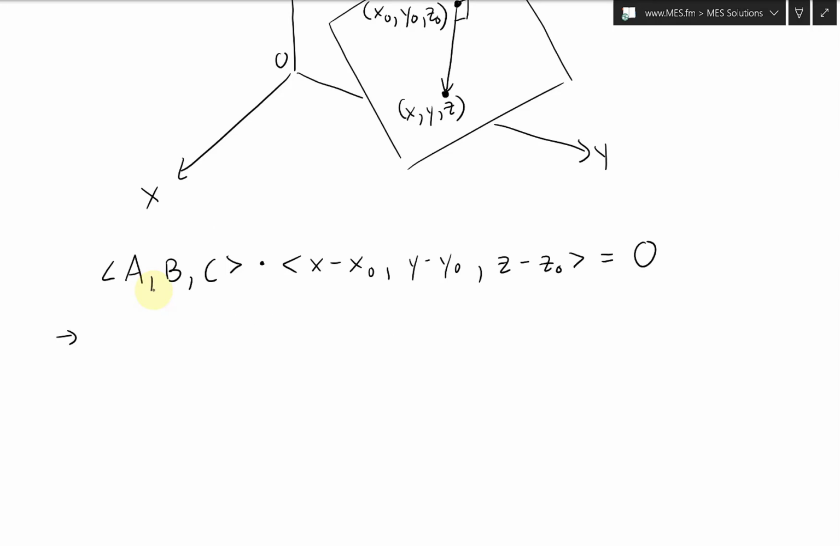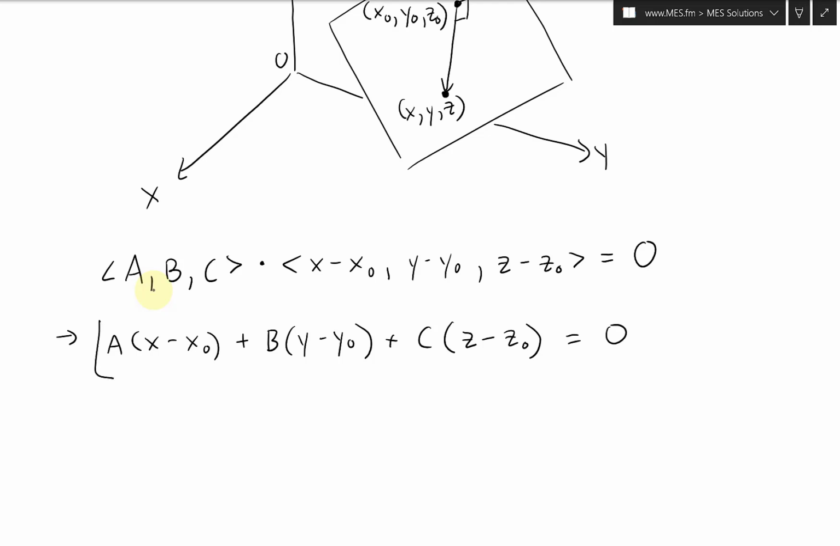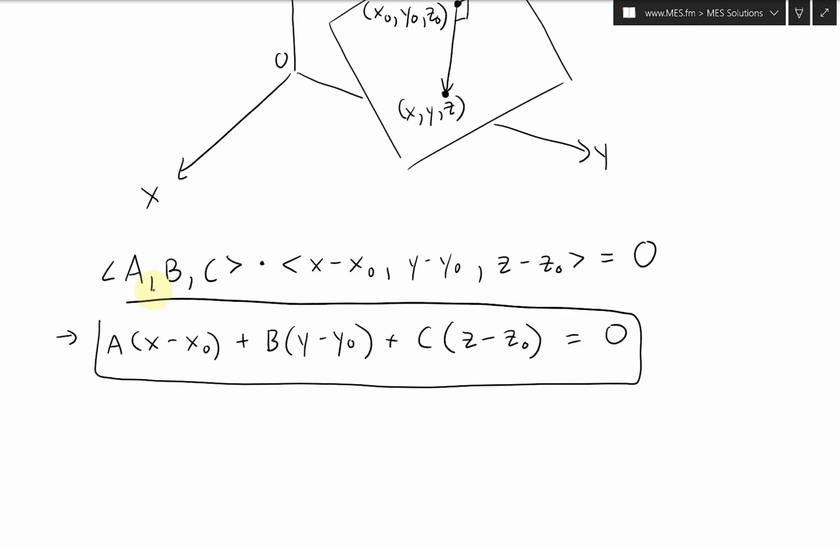So what we get is a(x − x0) + b(y − y0) + c(z − z0) = 0. And you can stop right here or continue further. I'm going to continue further and simplify it. So that's one way of writing the equation of a plane.